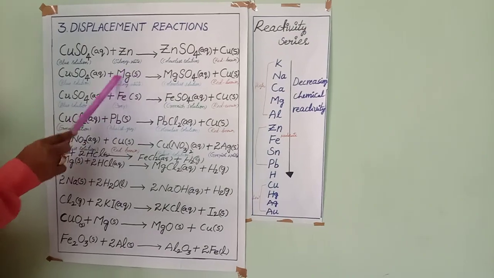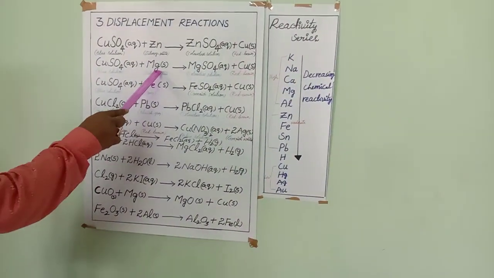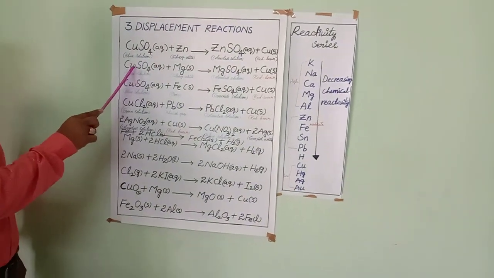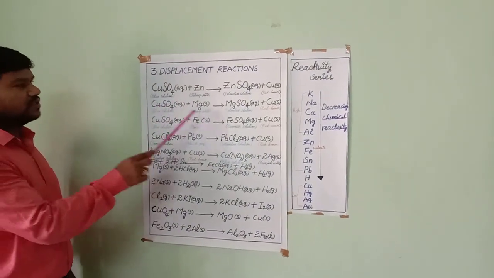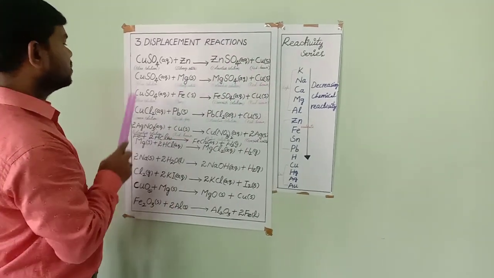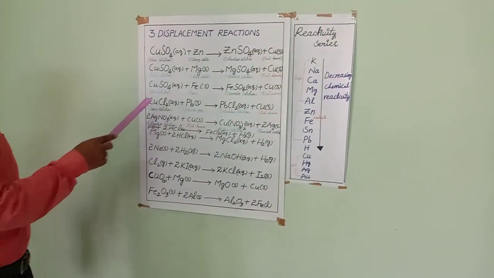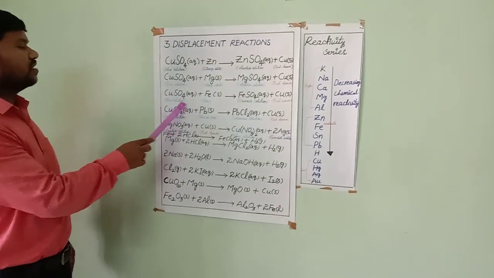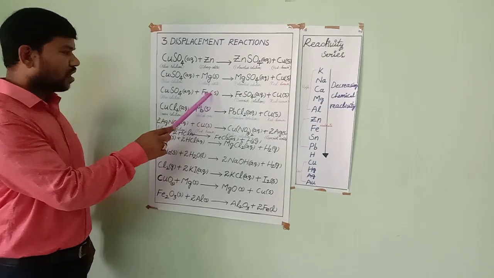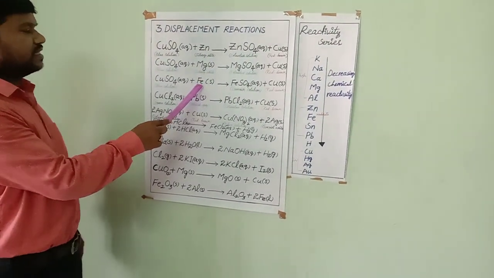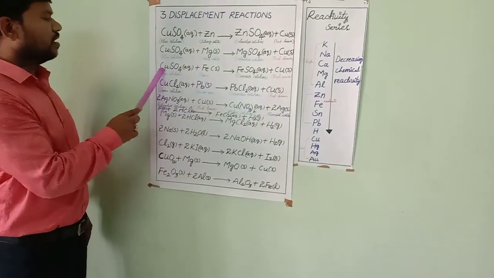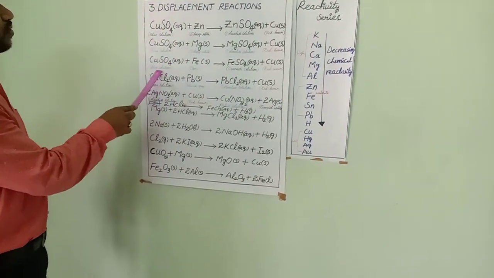Why? Because magnesium is a highly reactive element compared to copper, so magnesium displaces copper and occupies its place to form magnesium sulfate and copper. In a similar way, one more example: we have taken copper sulfate blue solution, and to this we added an iron nail. Iron's formula is Fe. The iron nail is gray in color and the copper sulfate solution is blue.